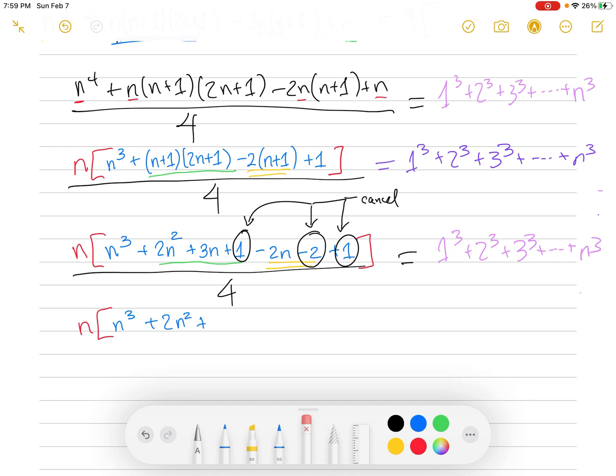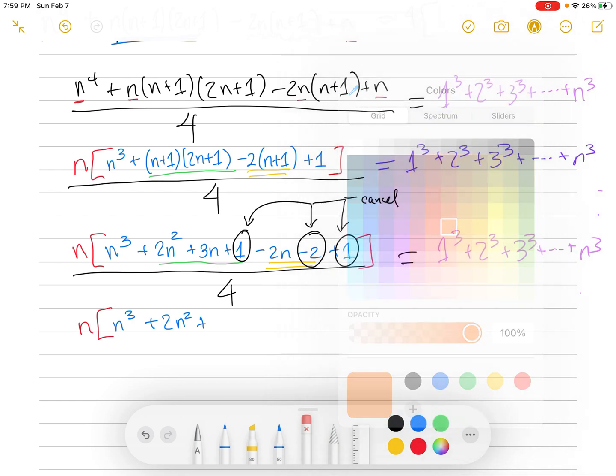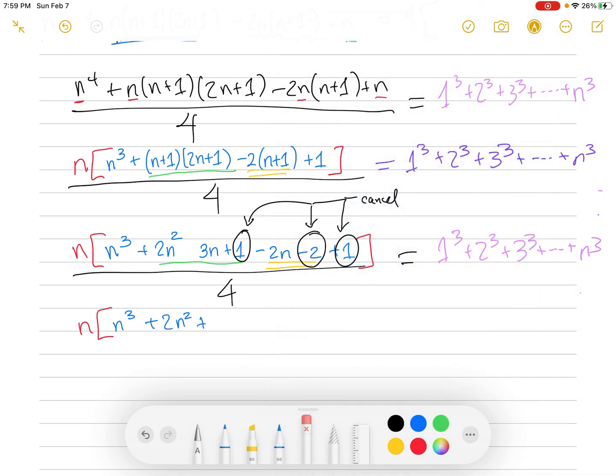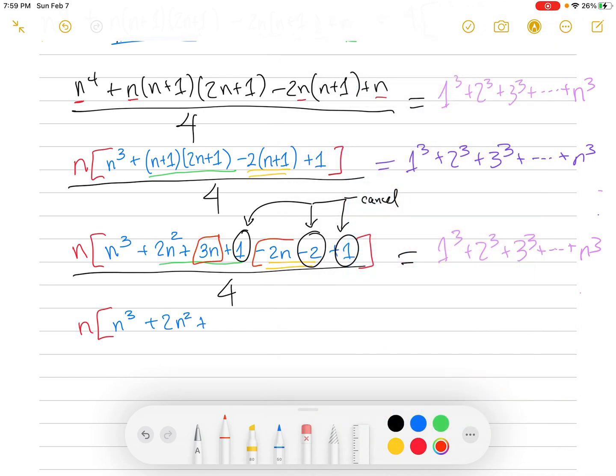Okay, so let's combine those terms. Let's combine the 3n here with the minus 2n. 3n and minus 2n is going to give me just a positive n. And all that's over 4. And all that's equal to 1 cubed plus 2 cubed plus 3 cubed plus so on and so forth, plus n cubed.